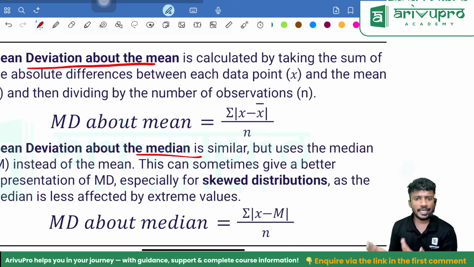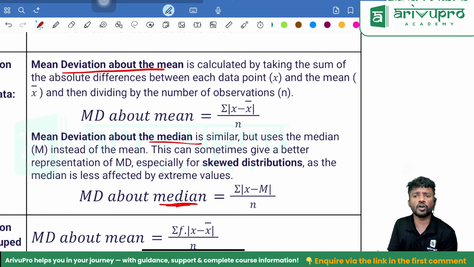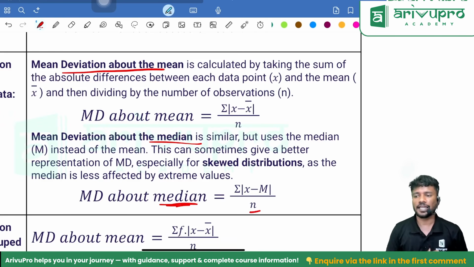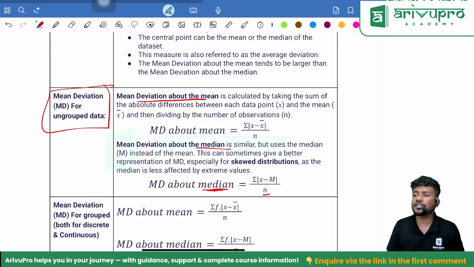Any negative value will become a positive value. That is the meaning of that. Then mean deviation about median will become what? The sigma modulus of x minus m, the entire thing divided by what? The n. That is the meaning of mean deviation for ungrouped data.